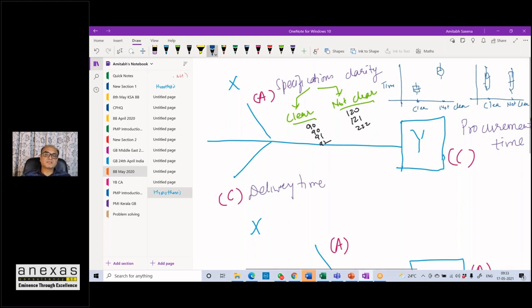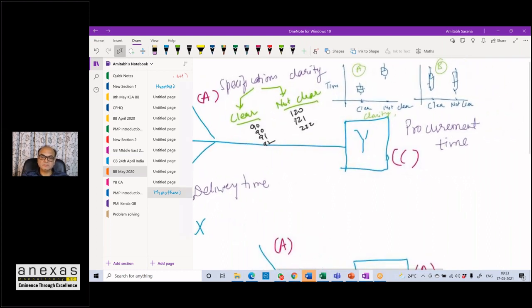So in this first situation A, I will say clarity is impacting, clarity is affecting. And in the second case B, I would say the clarity is not impacting. That's what I concluded in the green belt.